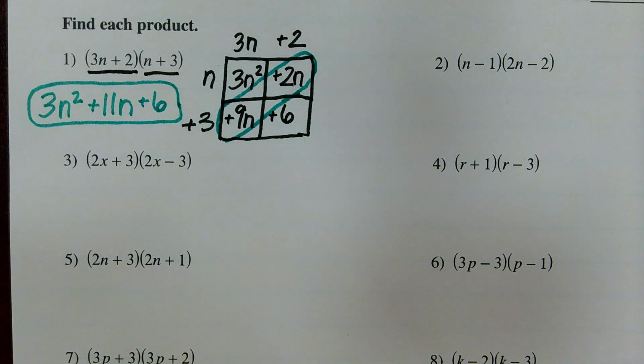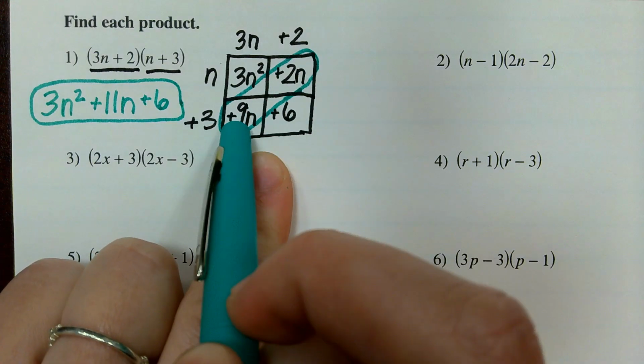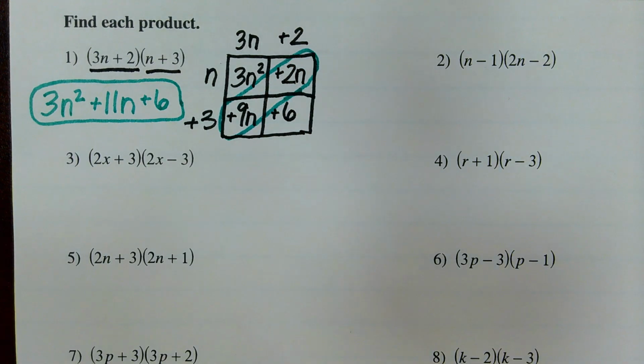So it's just another way to do it. Yes. Why did we not do 11n squared? Because we were just adding 9n plus 2n. So if I have 9 letter n's and then 2 more letter n's, I have a total of 11 letter n's. I didn't do any multiplication. So we don't change the exponent unless we multiply.